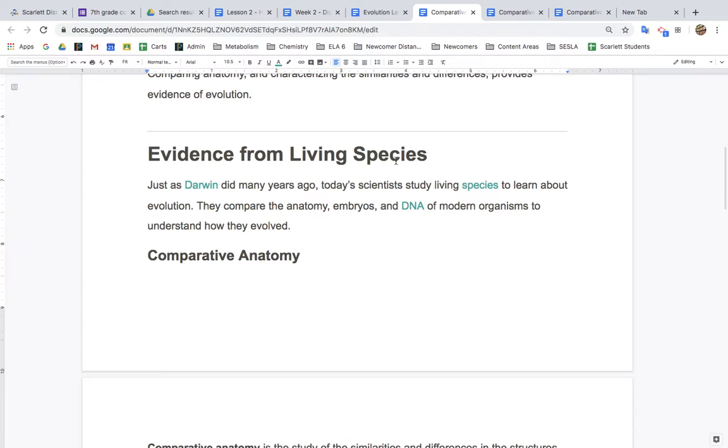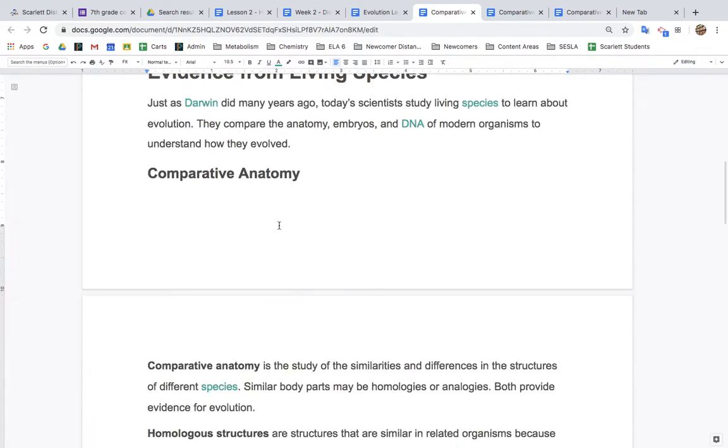Evidence from living species. Just as Darwin did many years ago, today's scientists study living species to learn about evolution. They compare the anatomy, embryos, and DNA of modern organisms to understand how they evolved.